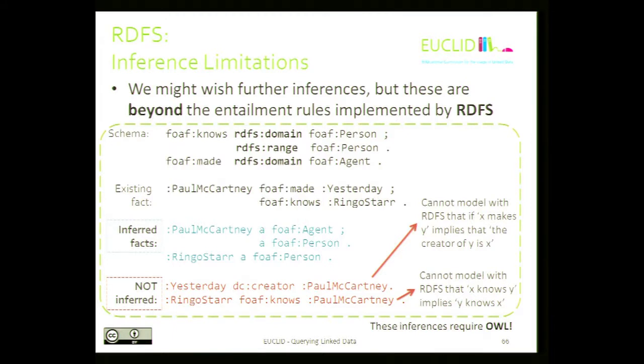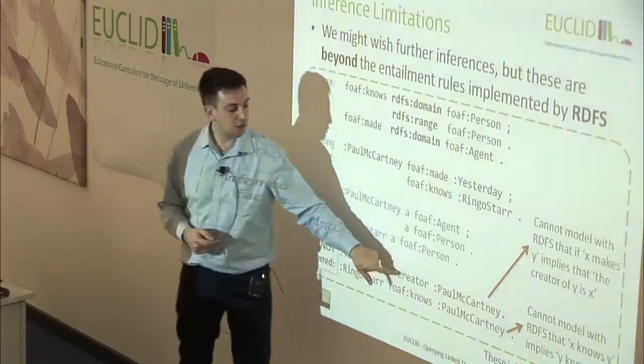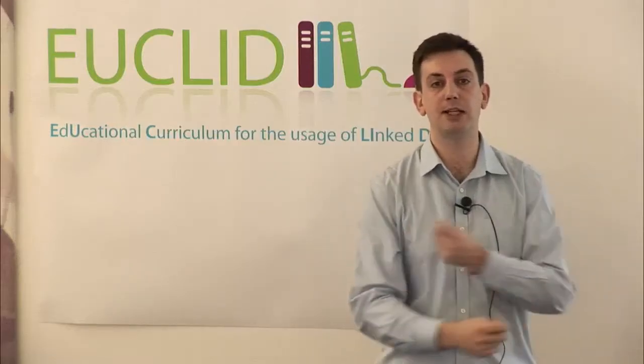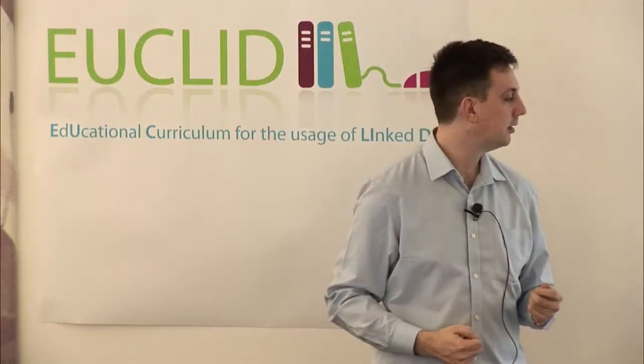We can't infer things, for instance, like if Paul McCartney made yesterday, therefore yesterday's creator was Paul McCartney. We can query that out, making an implicit inference, which we saw before with construct, but what we can't do is base our where pattern on such a thing. Because even though where applies to inferred triples just as much as asserted ones, it's not possible to produce that triple through inference from this one with RDFS. It doesn't have the power to swap these things around in the new property.